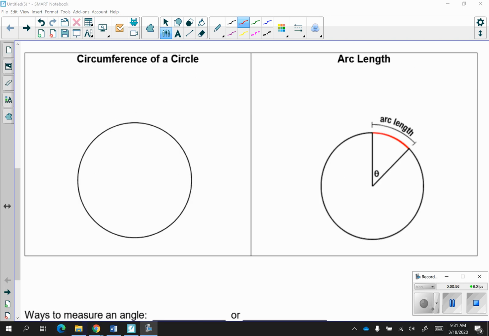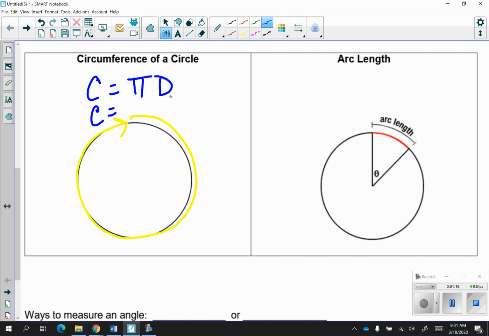The circumference of a circle is all the way around the circle. Kind of like the perimeter if you think about it. The distance around the circle, our circumference formula is pi times the diameter, but we do know that two radii make up a diameter, so we could also say 2 pi r.